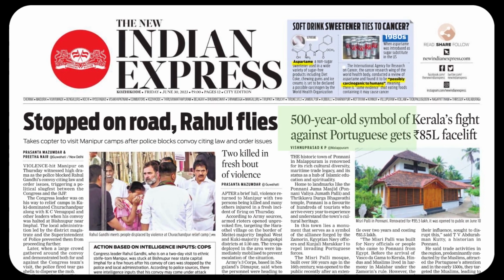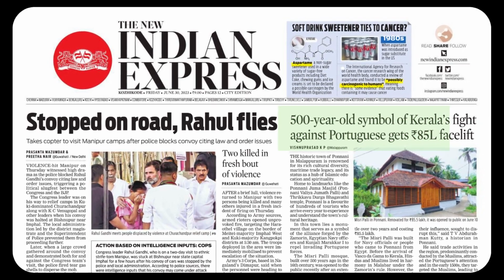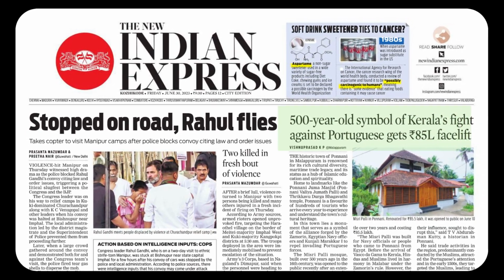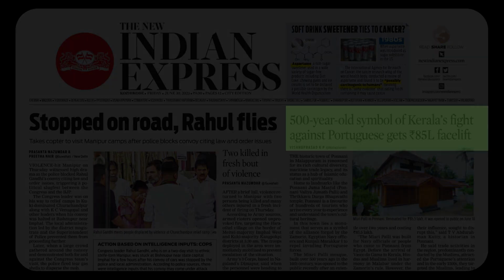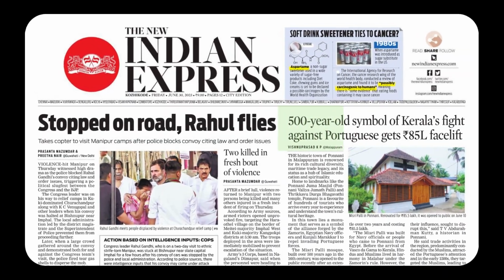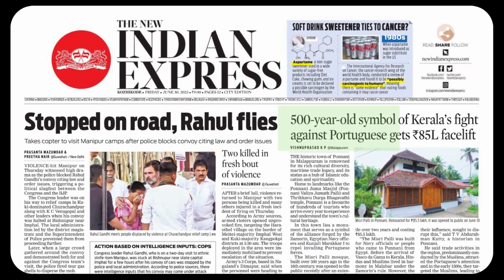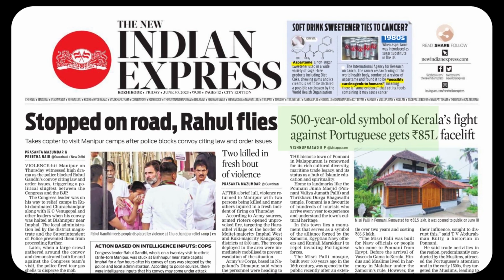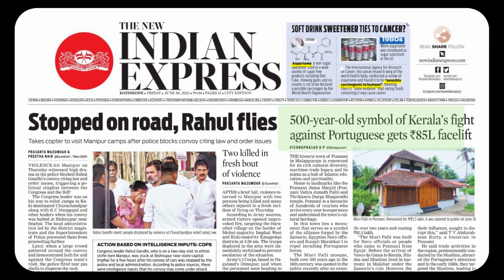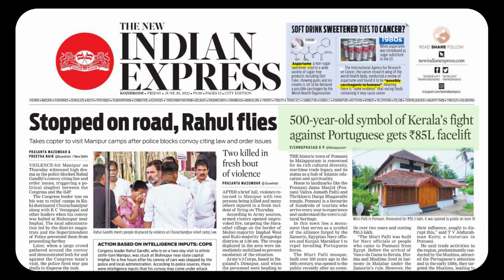Now we come to the next news item. "500-year-old symbol of Kerala's fight against Portuguese gets 85 lakh rupees facelift." It's a long sentence, so you must be patient enough to read the complete words. 500-year-old symbol. Symbol, as we know, has got two syllables. Okay, symbol. We will see the US pronunciation. Symbol. Okay, so symbol.